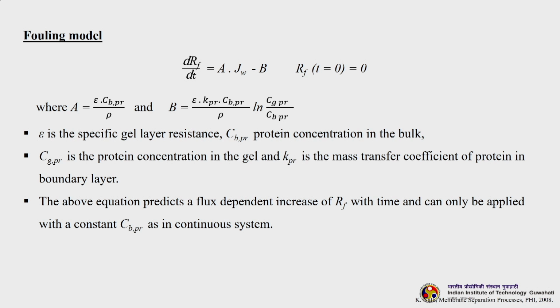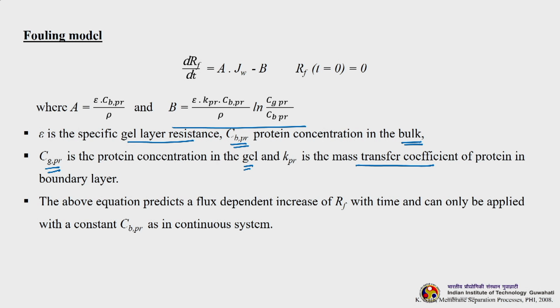So, a fouling model can be expressed by this particular equation in terms of Rf. So, dRf/dt equals A into Jw minus B. So, Rf at t equals 0 equals 0, that means Rf at time 0 equals 0. Where A is given by epsilon Cbpr by rho and B is given by this particular equation. Where epsilon is the specific gel layer resistance, Cbpr is the protein concentration in the bulk, Cgpr is the protein concentration in the gel, and Kpr is the mass transfer coefficient of protein in the boundary layer.